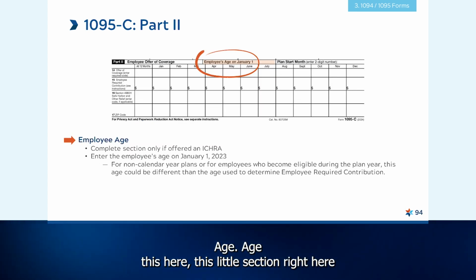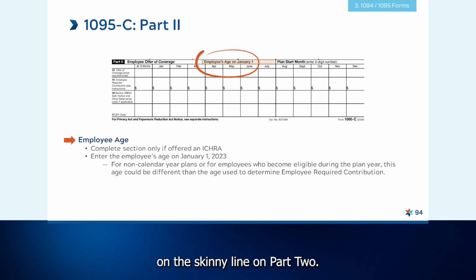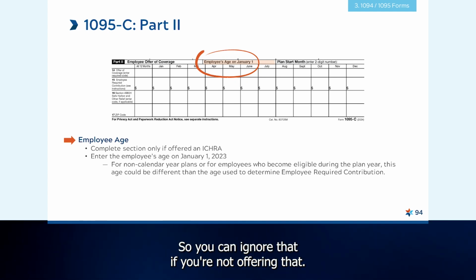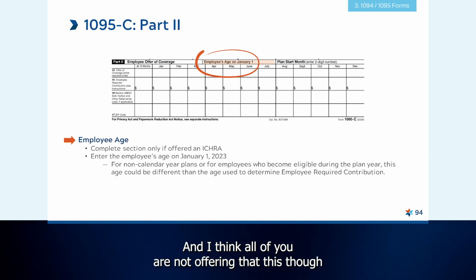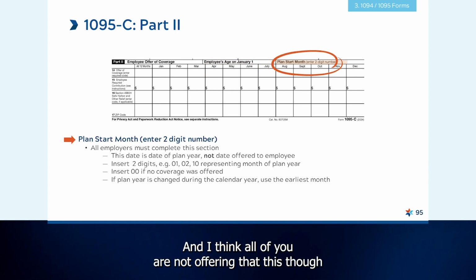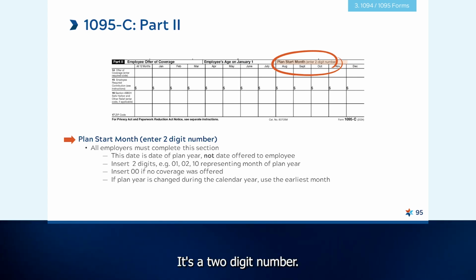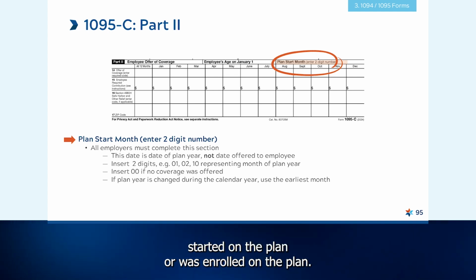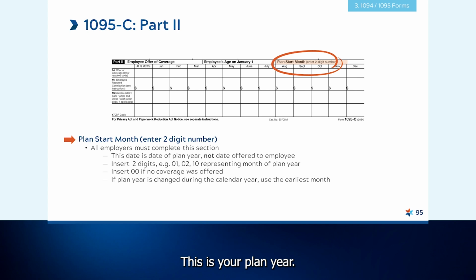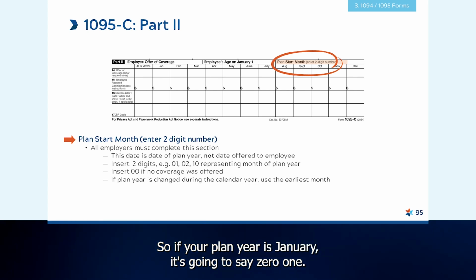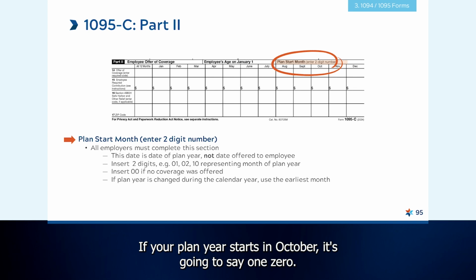Age, this little section right here on the skinny line on part 2. This is only applicable to ICHRAs, so you can ignore that if you're not offering that. And I think all of you are not offering that. This, though, you do need to complete. This is the plan start month. It's a 2-digit number. It is not when that employee started on the plan or was enrolled on the plan. This is your plan year. So if your plan year is January, it's going to say 01. If your plan year starts in October, it's going to say 10.